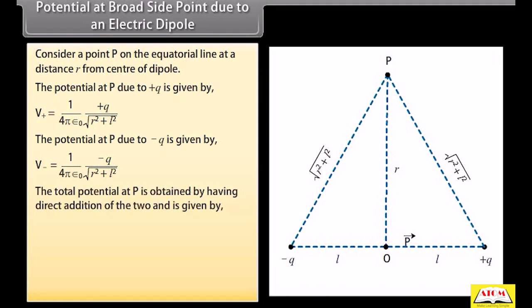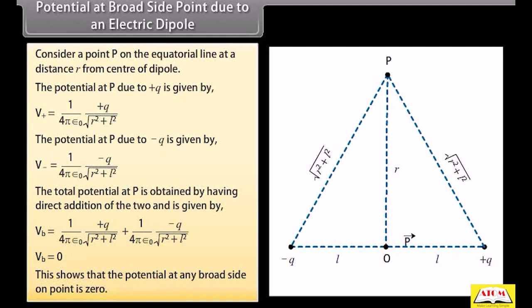The total potential at P is obtained by direct addition of the two and is given by VB equals 0. This shows that the potential at any broadside on point is 0.